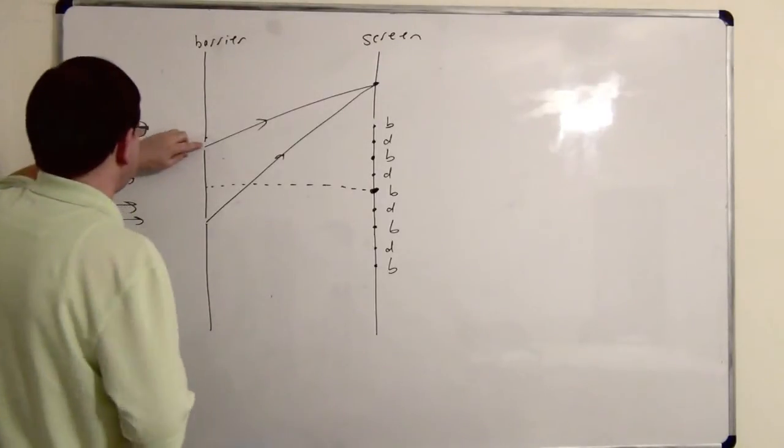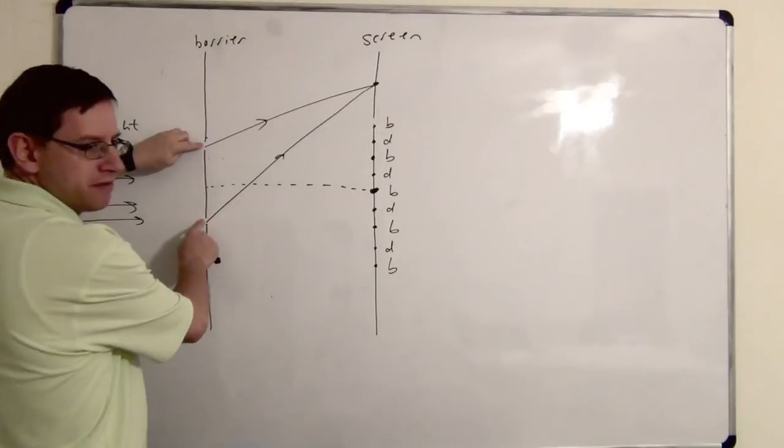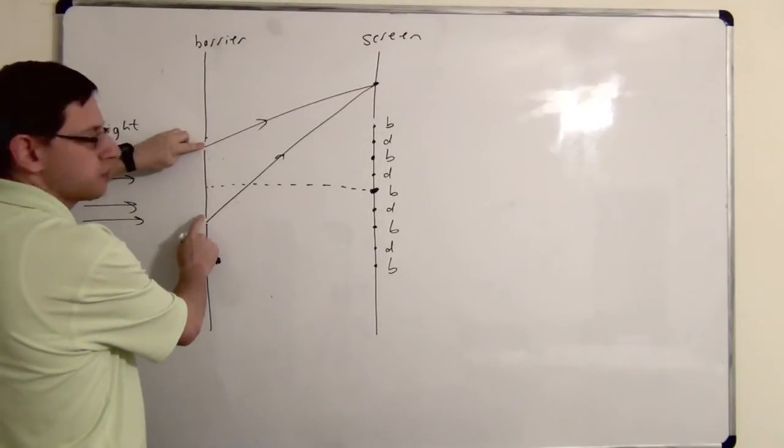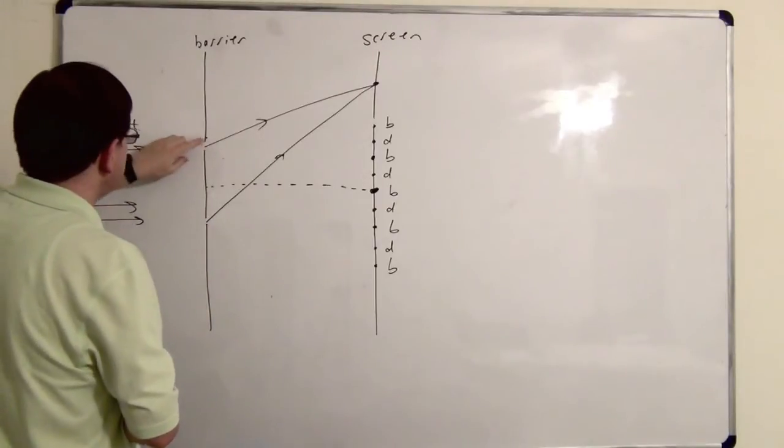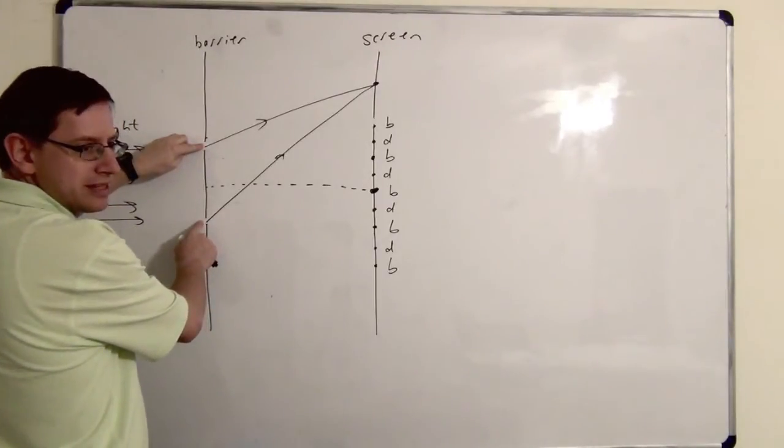So would you agree then that when the light is at these 2 points, they would be in phase with each other? When this is cresting, this would be cresting. And when this is troughing, this would be troughing. So if we start with coherent light rays, they'll be in phase when they move through the slits.